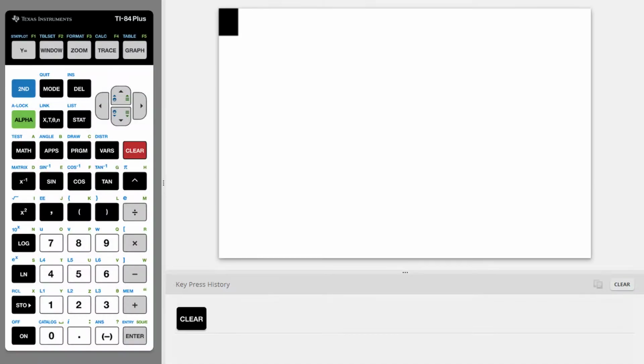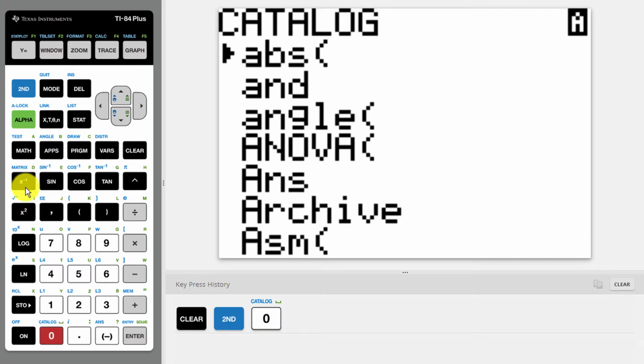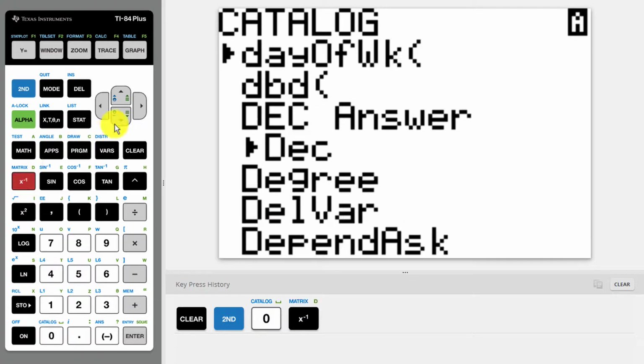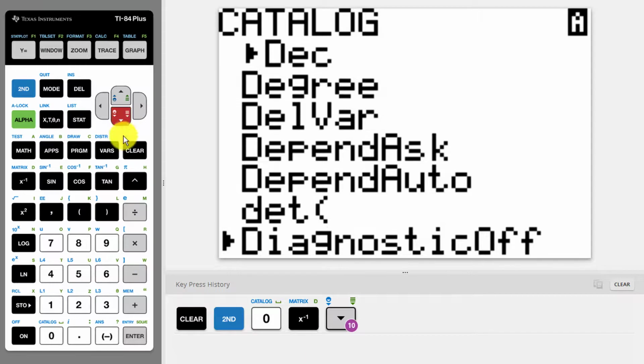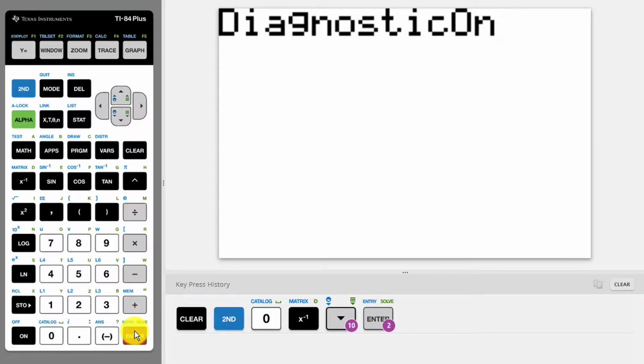Now, in the calculator, there is a setting we will need to toggle to make sure that we get the correct output. You should only need to do this once per calculator. Press second, 0 for catalog, press the x to the -1 key to get to the d's, scroll down until you see diagnostic on. Press enter and then enter again. The calculator should say done. You should never need to do this step again.